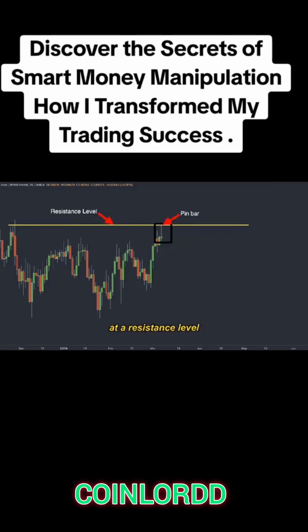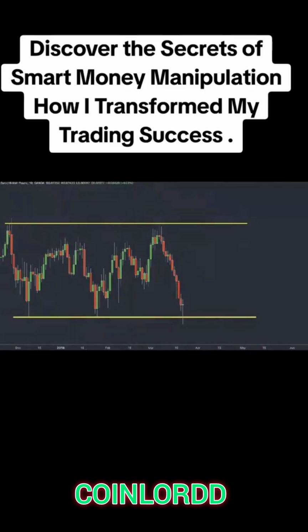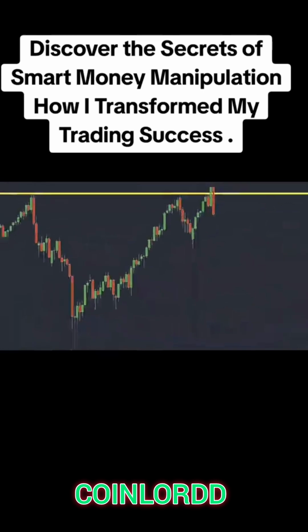At a resistance level, a bearish pin bar appears with a long upper wick and a small body near the bottom. This pattern indicates that buyers tried to push higher but were overpowered by sellers. While we've already talked about this in detail, just know that when you see a bearish pin bar at resistance, it's a strong hint that the price could be heading down.